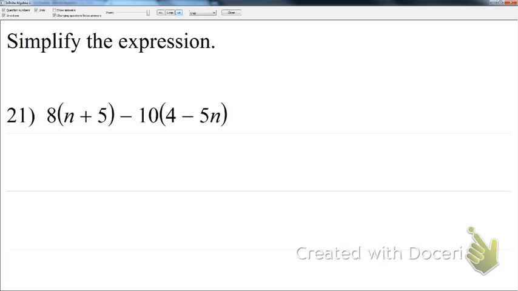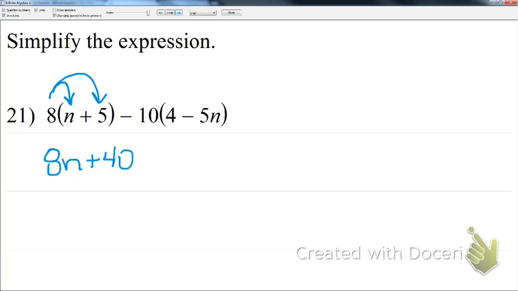So when you're simplifying an expression, remember you have to use the distributive property if you see parentheses. In this example, you see 2 sets of parentheses. Okay, you just need to distribute twice. It's okay, it's no different. You multiply the term on the outside of the parentheses to each term on the inside. So we get 8n plus 40.